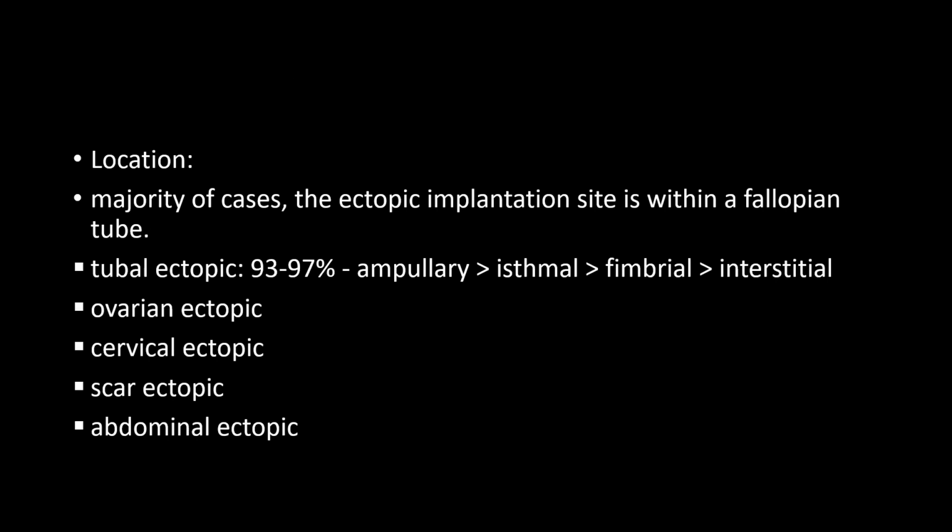Coming to the location of ectopic pregnancy, the most common site is the fallopian tube, and within the fallopian tube, the most common site is the ampullary region, followed by isthmus, followed by fimbria, and followed by interstitial region. Then the other sites of ectopic pregnancy are ovarian ectopic, cervical ectopic, scar ectopic, or abdominal ectopic.